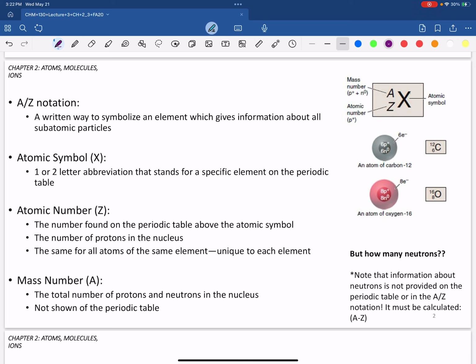The center part is the X, and so you see here this X is your atomic symbol. Obviously not every element is represented by X. In fact, there is no element represented by X. X is just a general letter to denote the atomic symbol. Now, where would you find the atomic symbol? The atomic symbol is a 1 or 2 letter abbreviation that stands for a specific element on the periodic table. And so if you're looking at the periodic table, the 2-letter symbol is always in the center of each box.